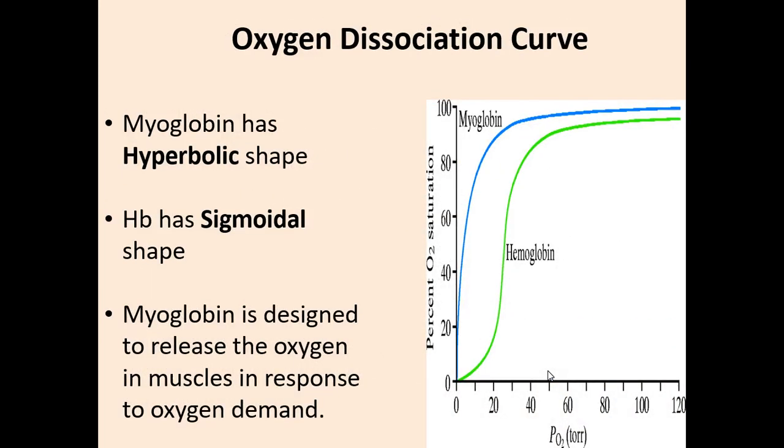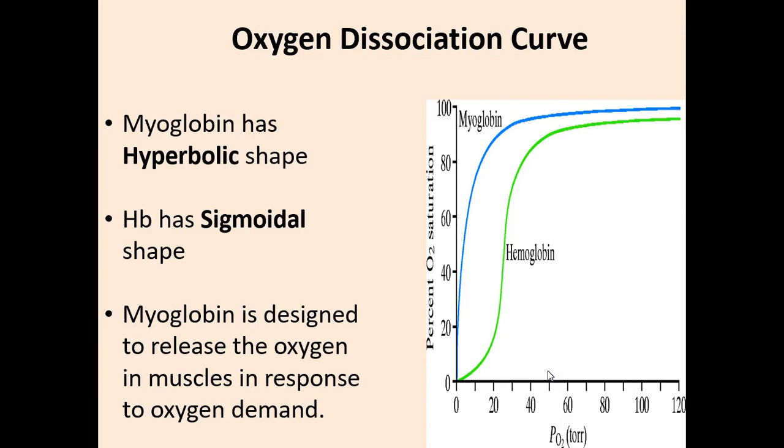Myoglobin has a hyperbolic curve and hemoglobin has a sigmoidal curve, but myoglobin is not suited for the transportation of oxygen to the whole body because it tightly binds with the oxygen, so it will not transport the oxygen to the tissues, while the cooperative binding of oxygen in the hemoglobin subunits makes hemoglobin an efficient oxygen carrier.